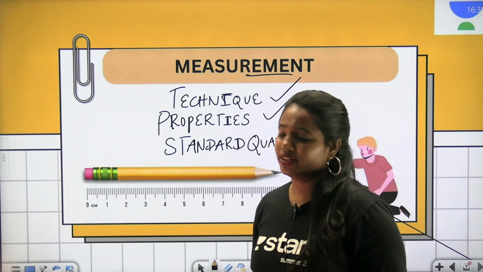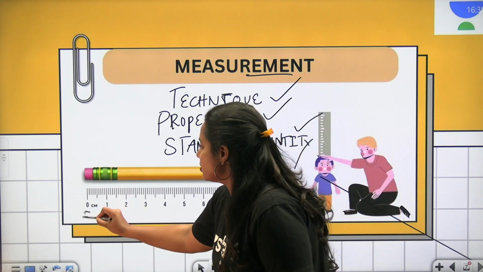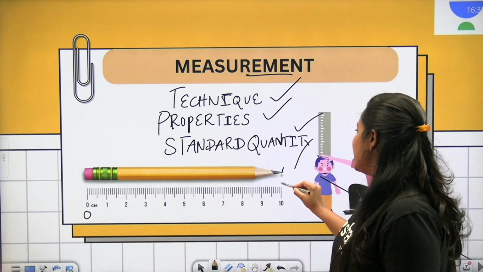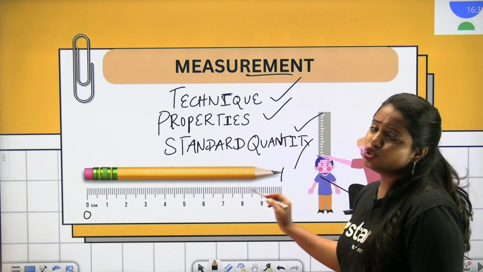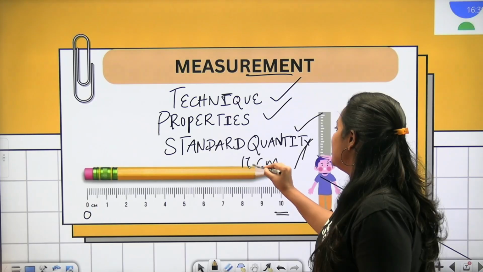So let's take an example here. Here you can see that I'm going to measure the length of the pencil. I should start from 0, then this is the end point, so it ends at 10. So what is the length of this one? It's going to be 10 centimeter. So it's a very, very simple one.